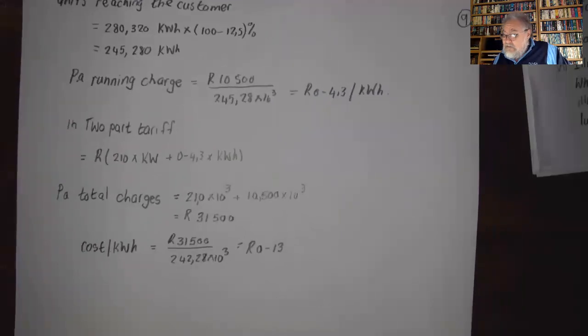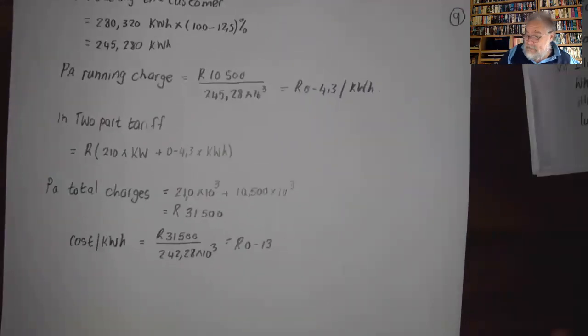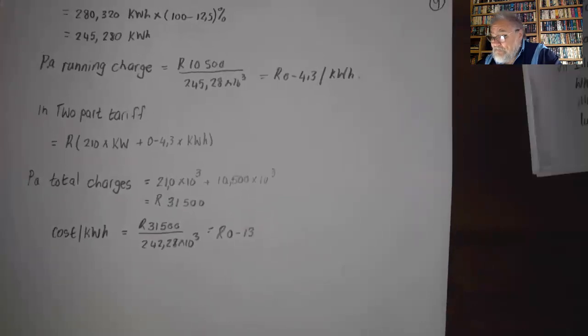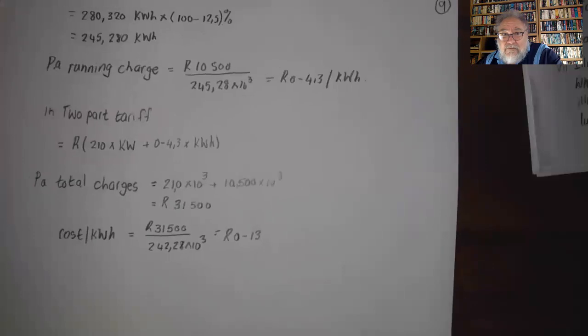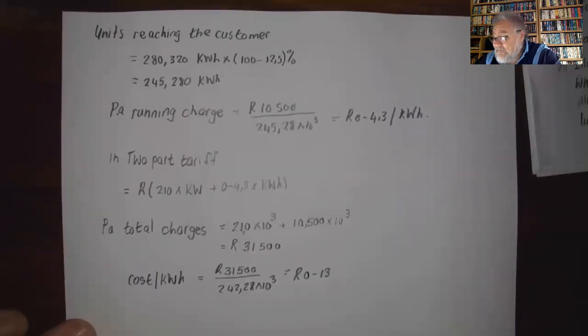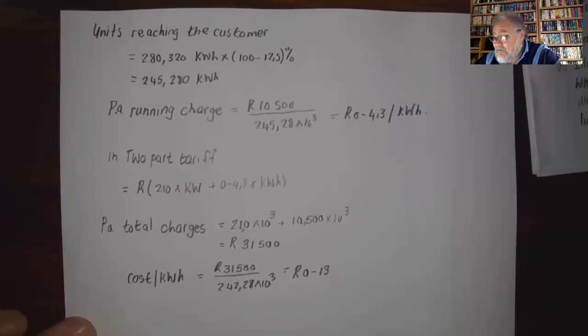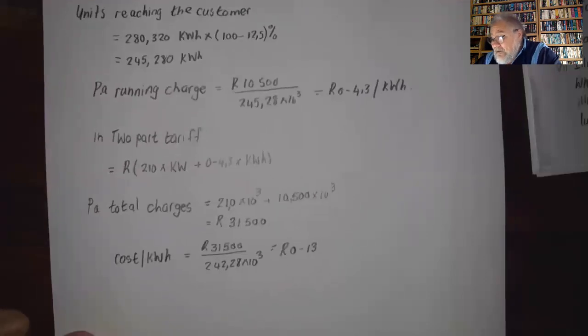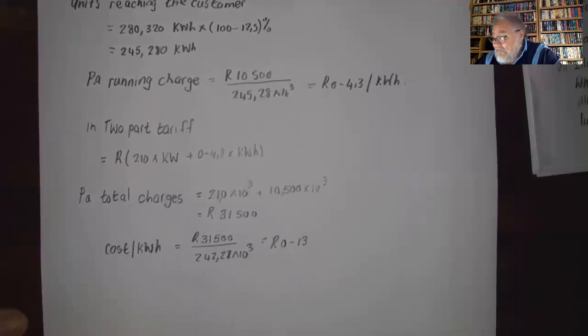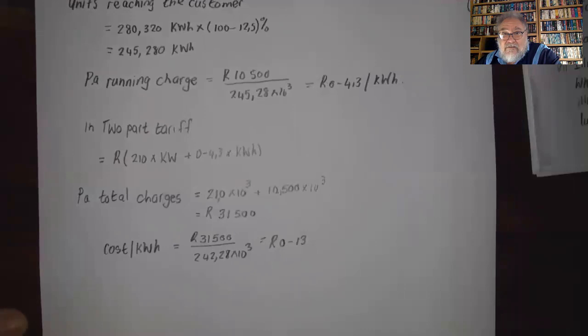And the units reaching the customer is 280,320 kilowatt hours times 100 minus 12.5. That gives us 245,280 kilowatt hours. And the per annum running charges is 10,500 divided by 245.28 times 10 to the power of 3. That gives us 4.3 cents per kilowatt hour.